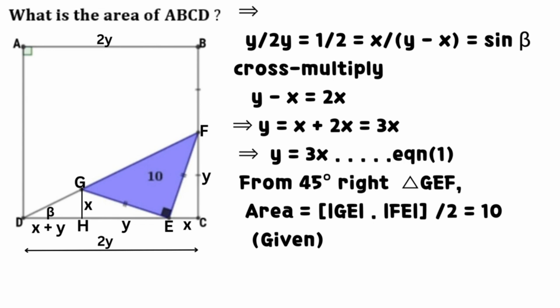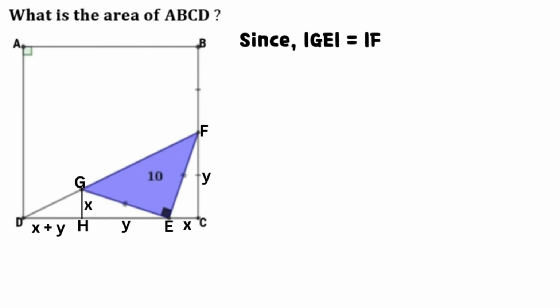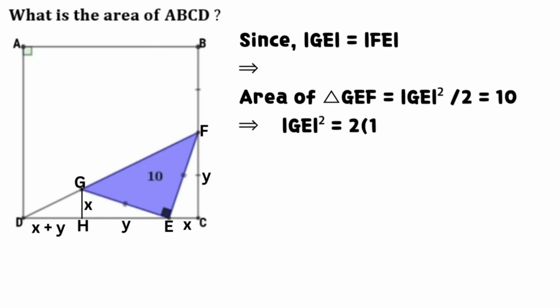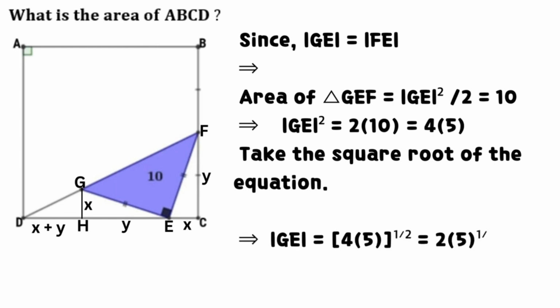From the 45 degree right triangle GEF, the area equals the product of line GE and line FE, all divided by 2, which equals 10. Since GE equals FE, the area of triangle GEF equals the square of GE divided by 2, which equals 10. Cross multiply and we have that the square of GE equals 4 times 5. Take the square root: GE equals 2 times the square root of 5.